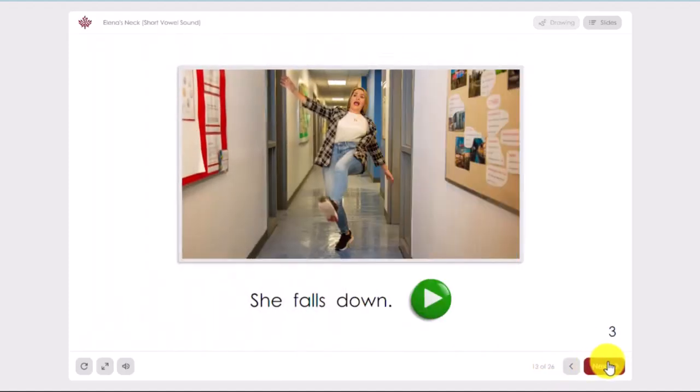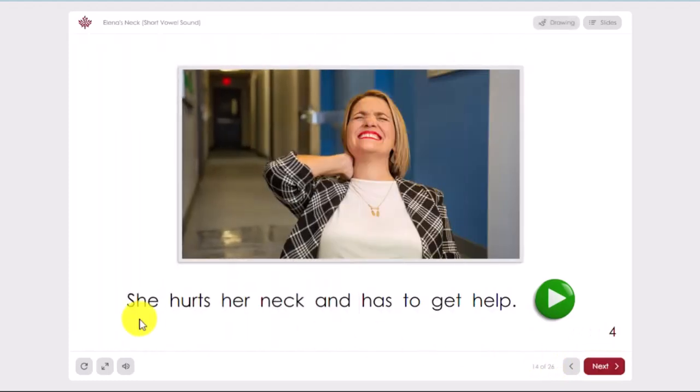For example, she hurts her foot and has to get help. Is that right? Oh, she hurt her neck. How do you know? Oh, look at the picture. She is holding her neck. Look at the letters. N-E-C-K spells neck. Oh, thank you for helping me.